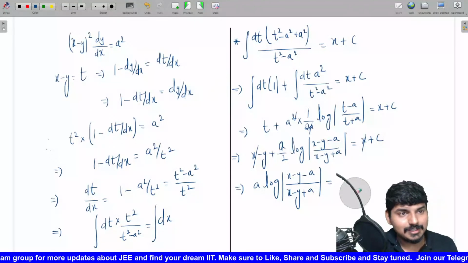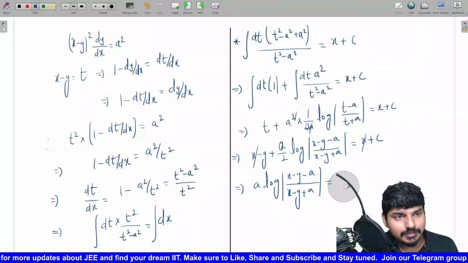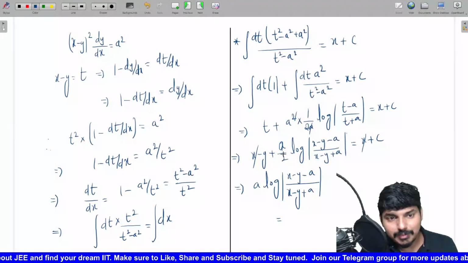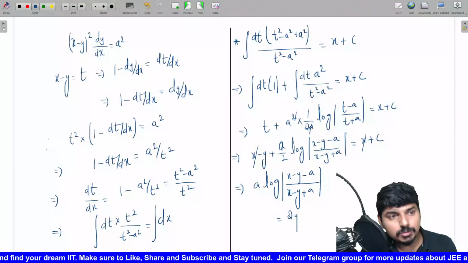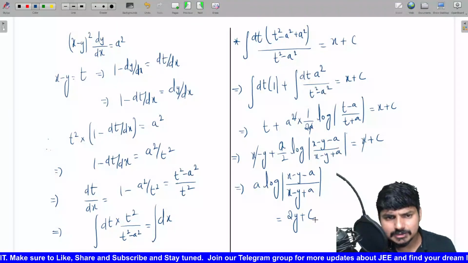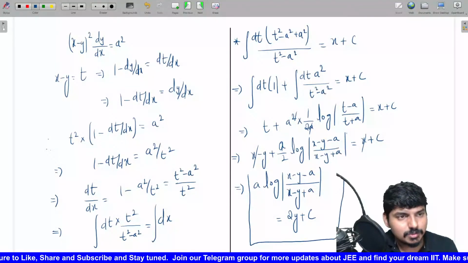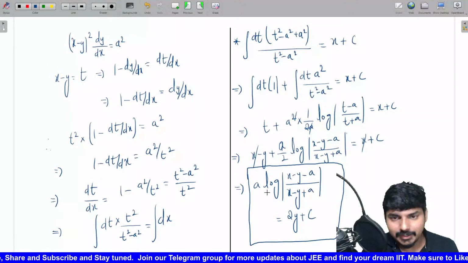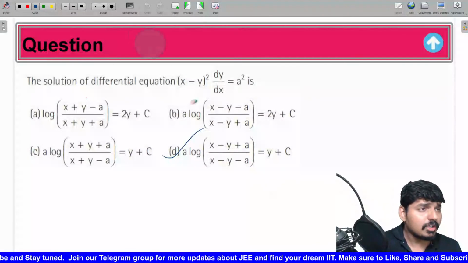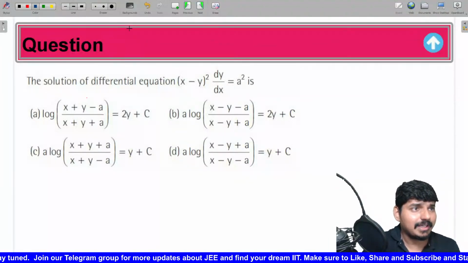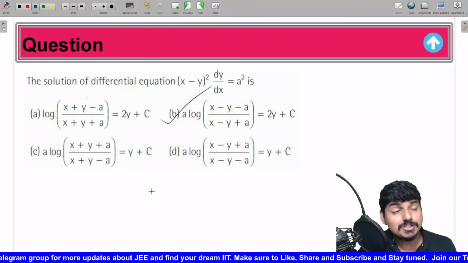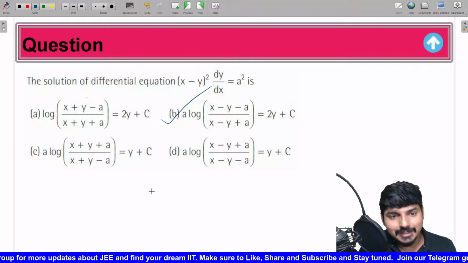This is going to be equal to, guys, you'd have taken the y on which side? The y on the right hand side, and you are multiplying 2. So I'll get 2y plus 2c, or you can write down c also. It's anyway a constant. So this is the solution you are going to get. And if you see the options everyone, well, a into log of x minus y minus a by x minus y plus a is equal to 2y plus c. Well, option B is going to be the right answer.